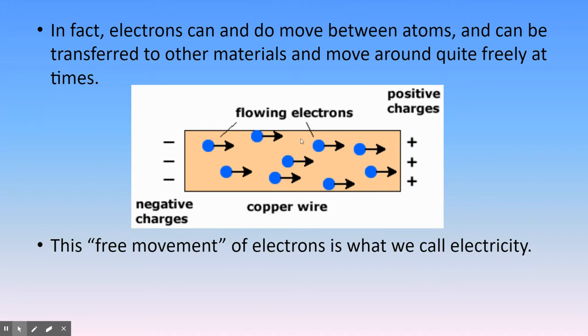So these flowing electrons, this free movement of electrons, is what we call electricity. And we know that electrons want to go from the negative charge to the positive charge. All right. That's what we'll look at here.